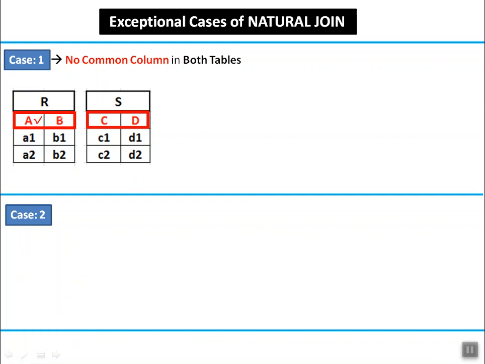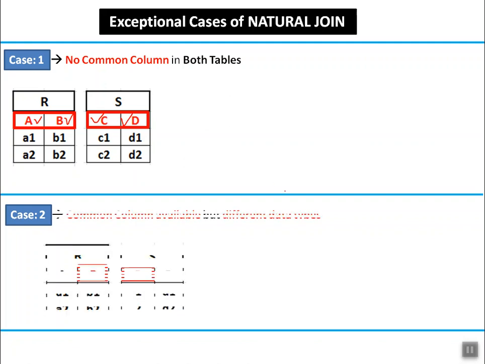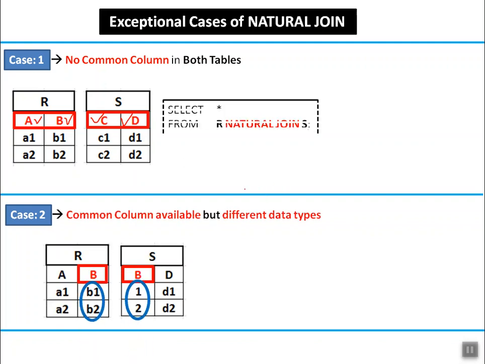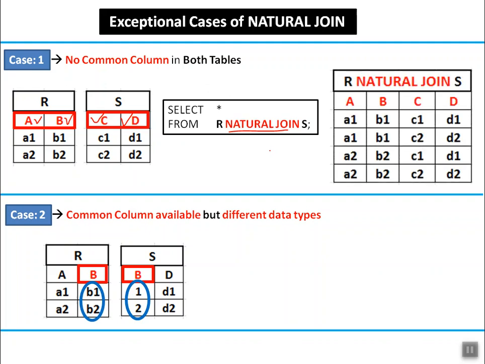R has two columns, A and B. S has two columns, C and D. What happens if I write R natural join S with no column in common? As there are no common columns, the where condition will not be constructed. The end result will be all rows of the Cartesian product will be selected. That is the first case you have to remember. The output of natural join with no columns in common, the end result will be Cartesian product.